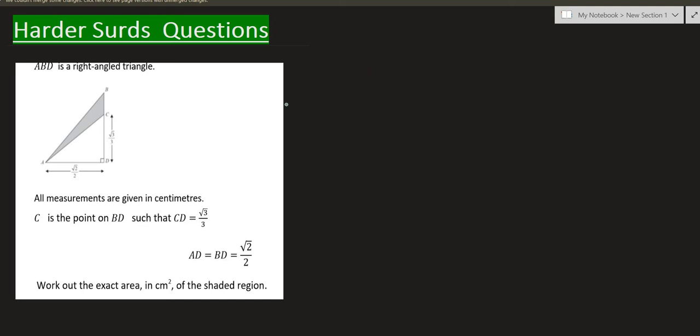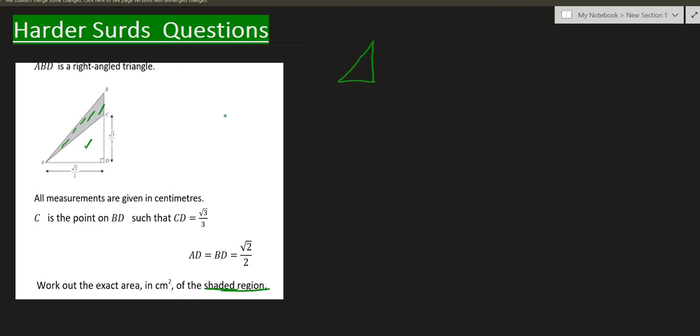Okay, let's start. ABC is a right angle triangle, and we need to find the exact area of the shaded region, which is over here. We can see that we have a triangle here. To find the shaded area, we need to find the area of two triangles. One is over here, so I'm going to draw it separately. Let's draw this small triangle.